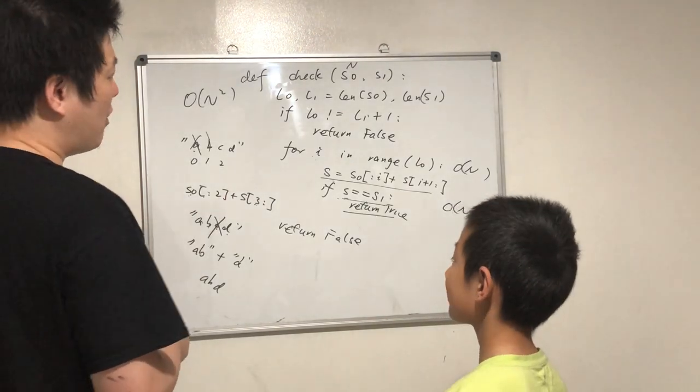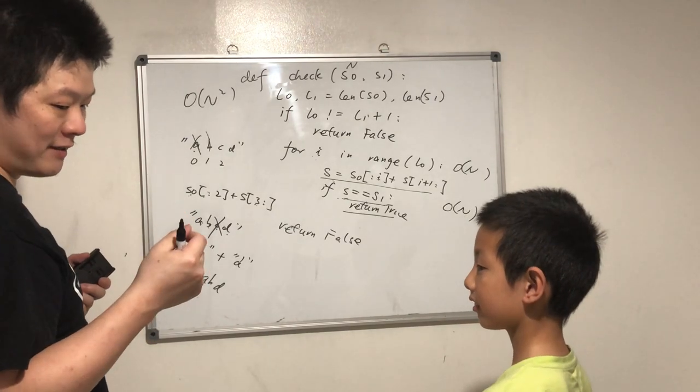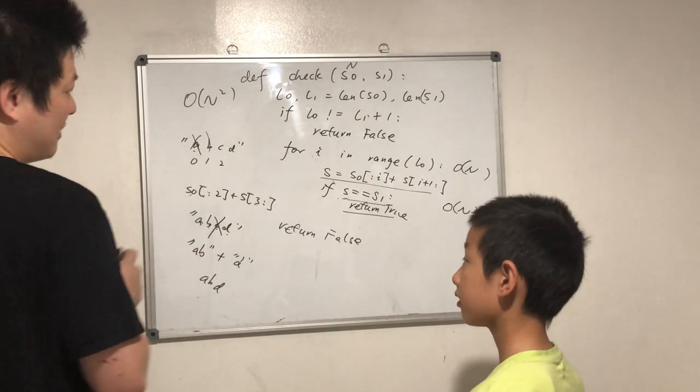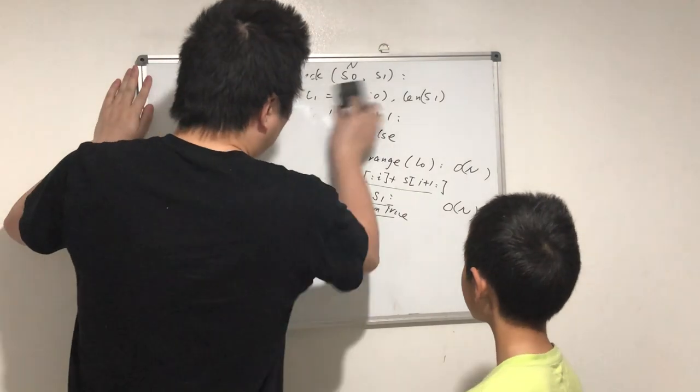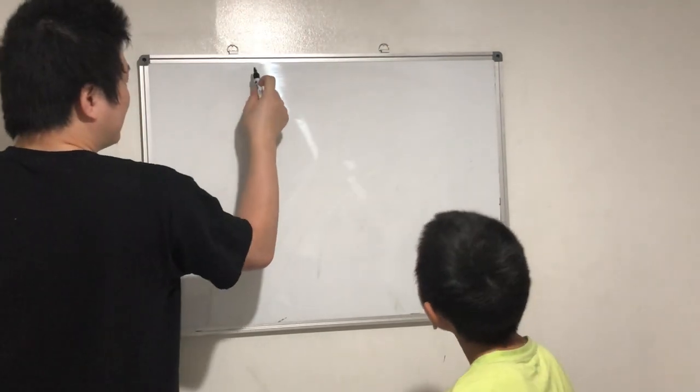You gotta rub it out. No, this is O(n squared). So I'm going to introduce you to the O(n) approach. Okay, remember a few weeks ago we talked about the subsequence.